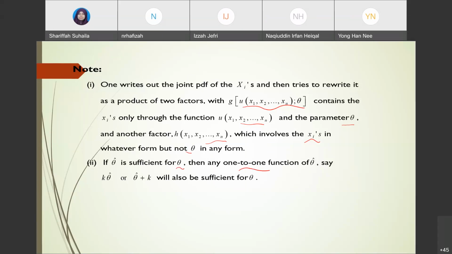Then any one-to-one function, for example, let's say lah kita ada constant. Katakan k theta hat ataupun theta hat plus k. So ini pun akan jadi sufficient statistic for theta. So katakan x bar is a sufficient statistic. So katakan x bar plus 2. So it also a sufficient statistic. 2x bar also a sufficient statistic. Okay, ini yang notes yang kedua. Okay, yang dia punya ni kx lah, tak kisahlah, constant value. Okay, any value. Okay, that one.